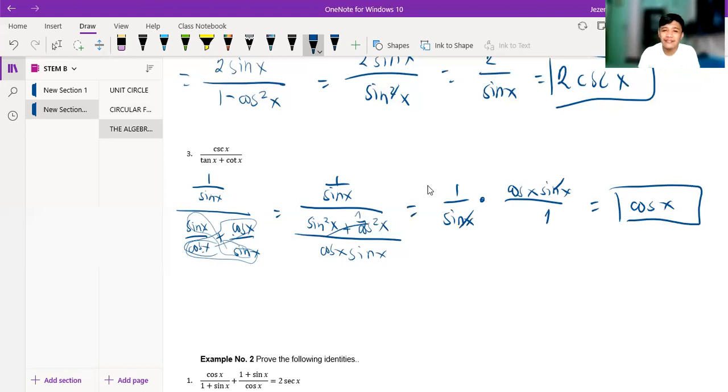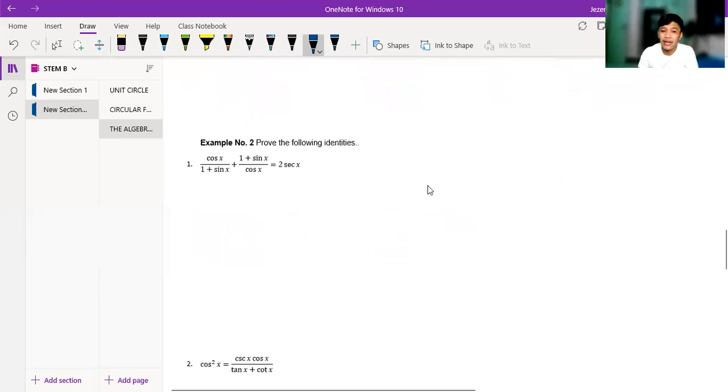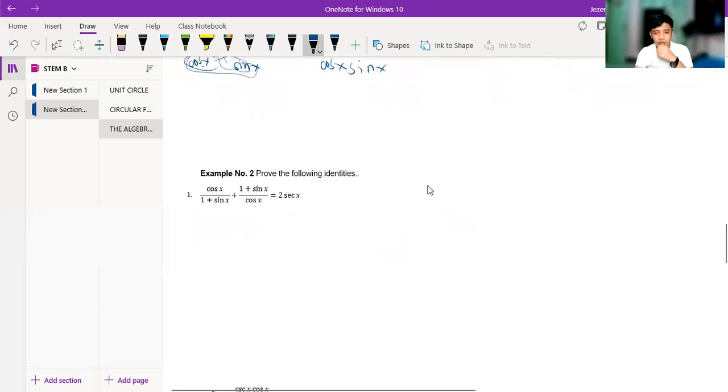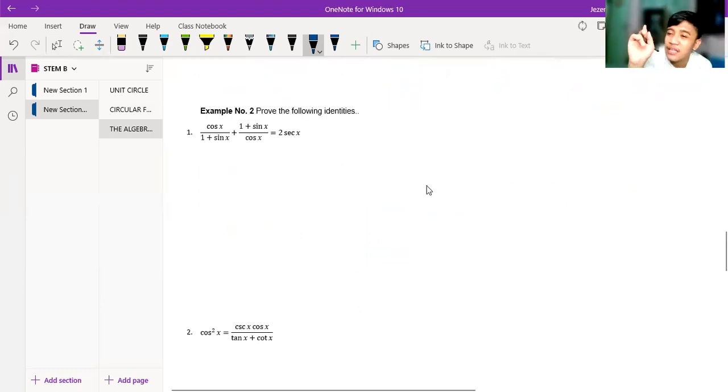And then, proving identities naman tayo. I think we have 4 here. Okay. Excuse me. Prove the following identities. So, again, pipili lang tayo ng kung left or right yung ating ipo-prove. And then, syempre, ang ating iiwanan yung mas madali. Ang i-simplify natin yung mas mahirap.